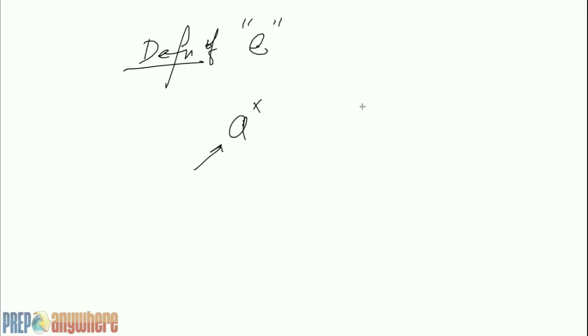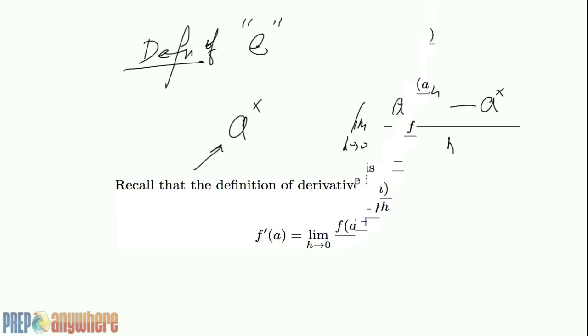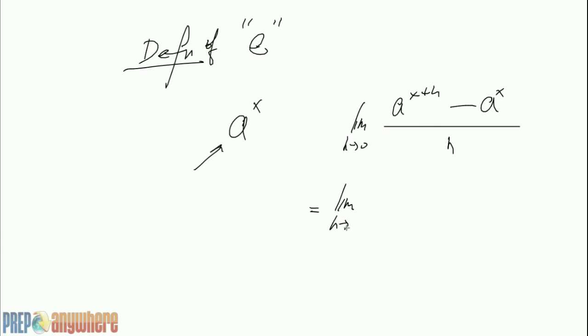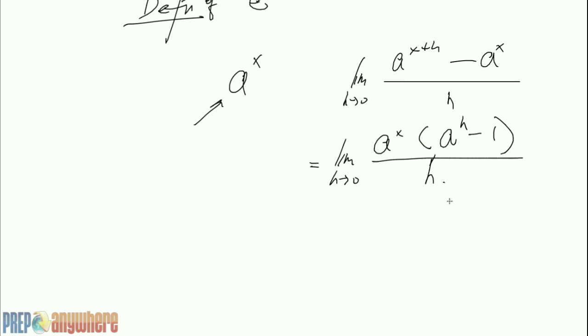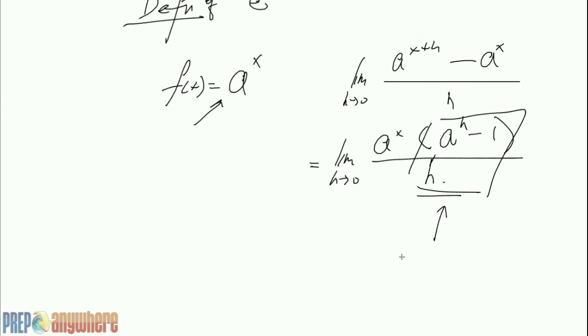If I want to find the derivative of that, by definition, we get this: a to the power of x plus h minus a to the power of x over h. If I factor out a to the power of x, I get a to the power of h minus 1 over h. Now, this part right here, given that this is the function, represents f prime at 0, doesn't it?